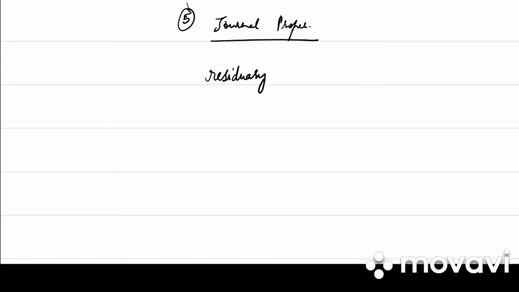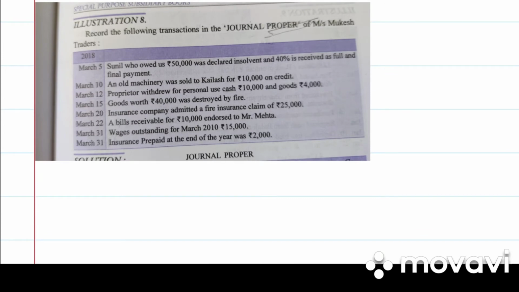in which only those transactions are recorded which cannot be recorded in any other subsidiary book. Full stop. In such a case, journal is called a journal proper. So if the transactions are not recorded in any of the subsidiary book, it will be recorded in a separate subsidiary book which is known as journal proper. So let us take down an illustration. Take down illustration 8. Record the following transaction in journal proper of Mukesh Traders.